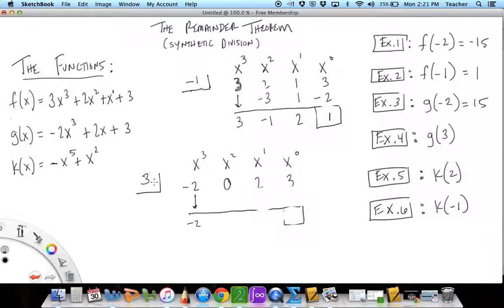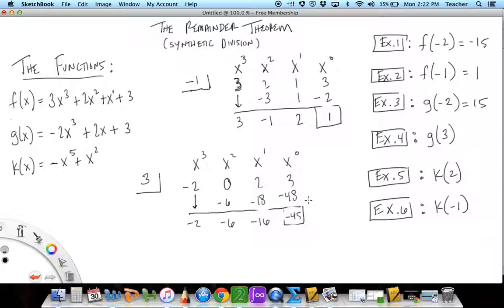All right, welcome back. Negative 2 times 3 is negative 6. 0 plus negative 6 is negative 6. Negative 6 times 3 is negative 18. 2 plus negative 18 is negative 16. 3 times negative 16 is negative 48. And we add these down, we get negative 45.